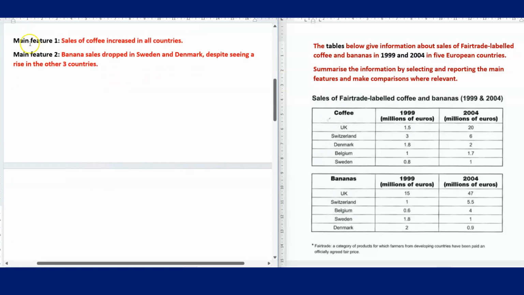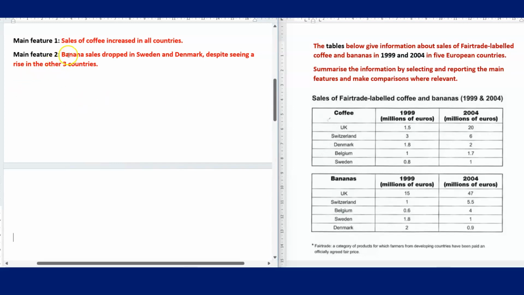So the first one is that we can see that the sales of coffee, so I picked the coffee first. So the sales of coffee increased in all the countries, and that is true. That is one of the major things in there. All the countries saw a very massive increase, or an increase in their sales when it comes to coffee. All right, so that is the major thing.